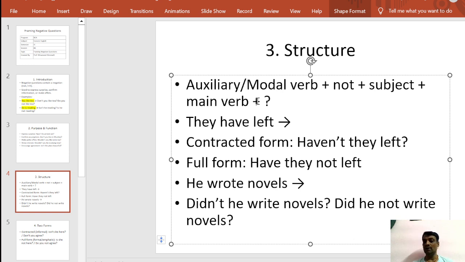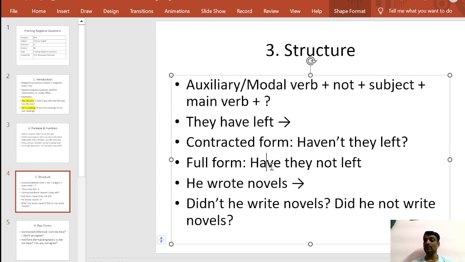At last we use main verb and question mark. Here there is an example: They have left, right? Here, have is the helping verb or auxiliary verb. So that is how we can make two ways of forming negative questions. One is using the short form or contracted form: Haven't they left? So this is one kind of framing negative questions.